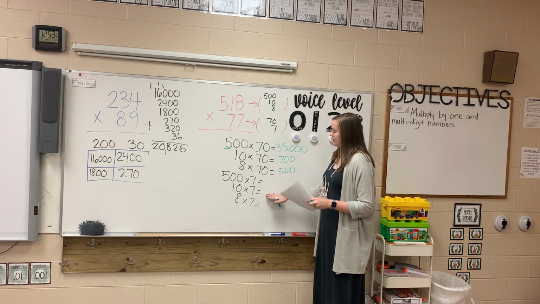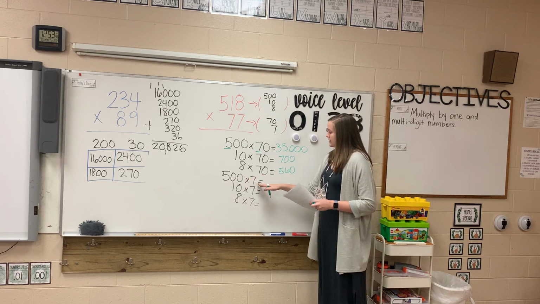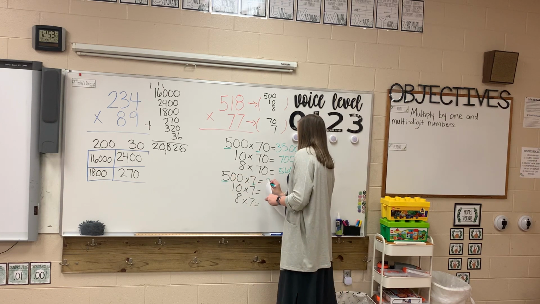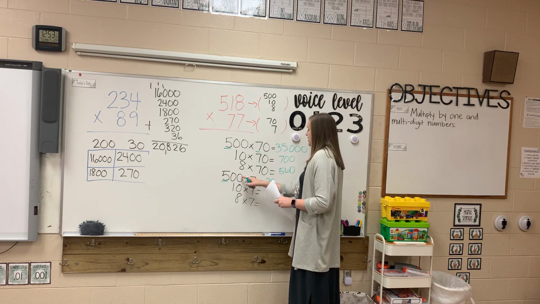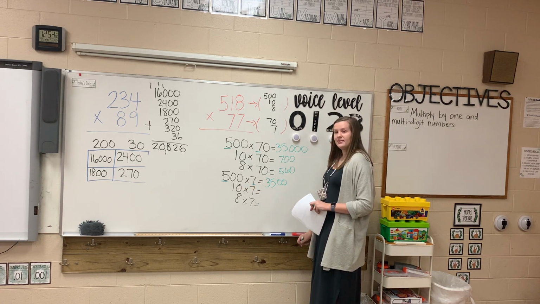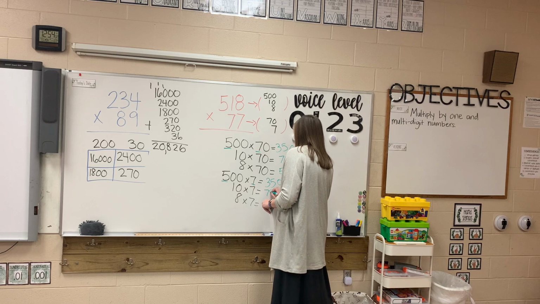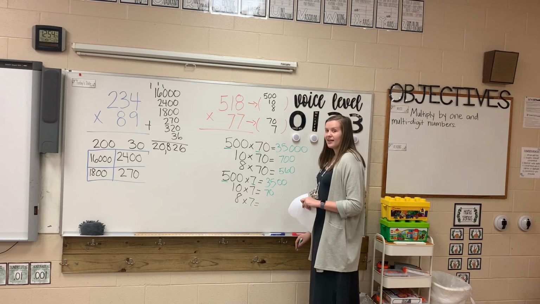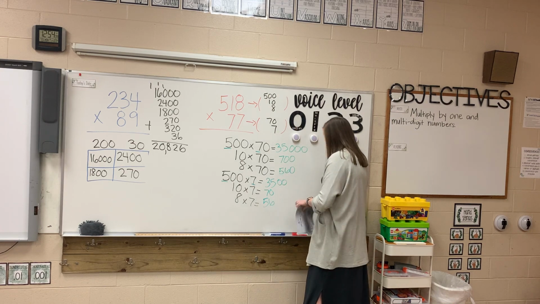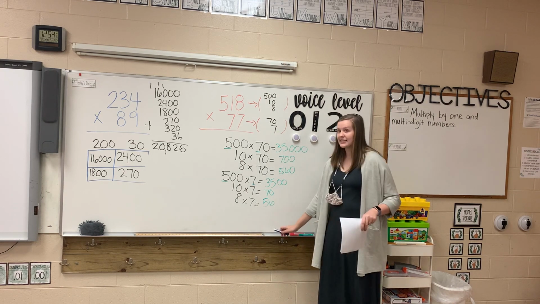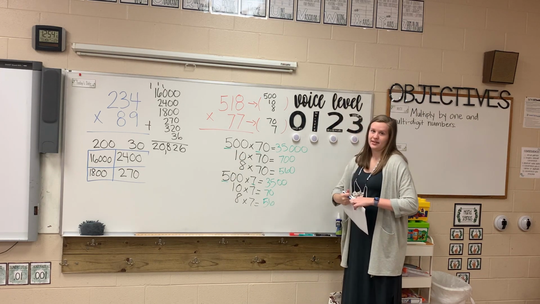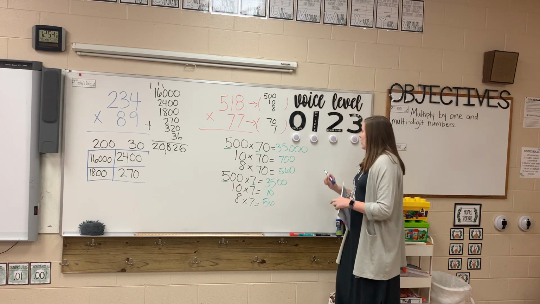So let's look at our second group. 500 times 7, you can look at your 7 times 5 and get 35. And then you just need 2 zeros. 10 times 7 is 70. And 8 times 7 is 56. Now, boys and girls, I think you can probably guess, based on what we did over here, what our next step is. That's right, we've got to add all of those numbers.